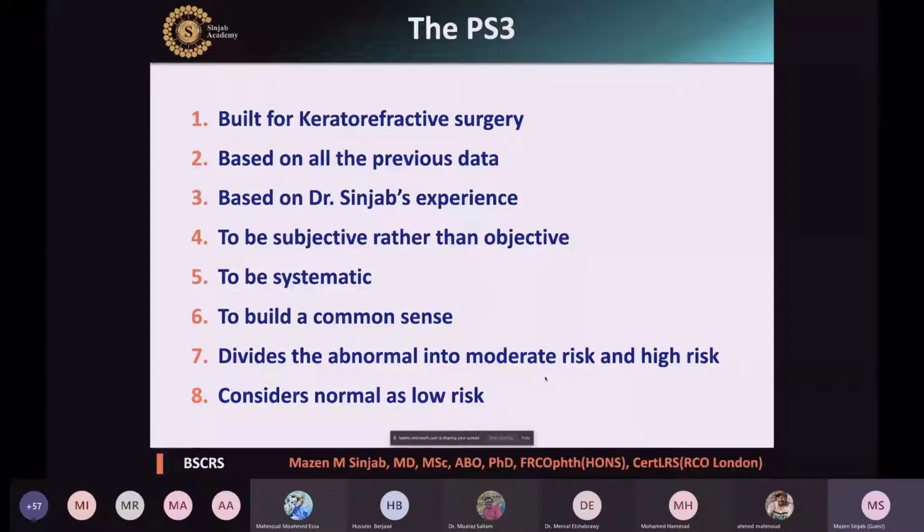In the PS3, I split the abnormal into moderate risk and high risk. This is all what I did. Instead of keeping it as abnormal, I split it into moderate and high risk based on my experience, okay? But all are abnormal based on evidence. Now, I always consider the normal as low risk. So I cannot say that this is risk-free, okay? Any picture which doesn't have any risk factor is not risk-free, because refractive surgery is not risk-free.